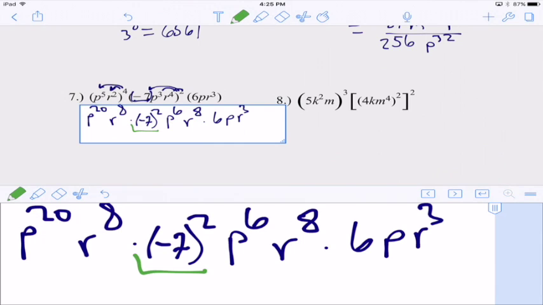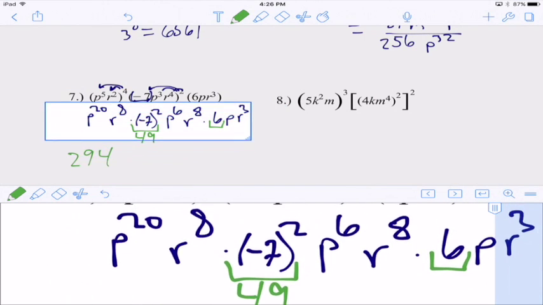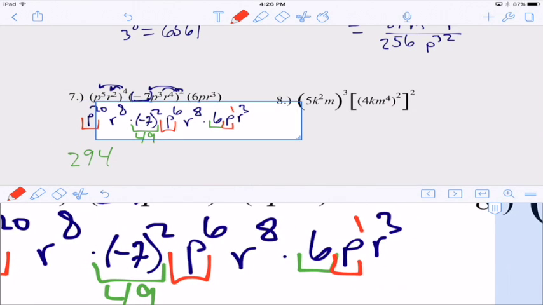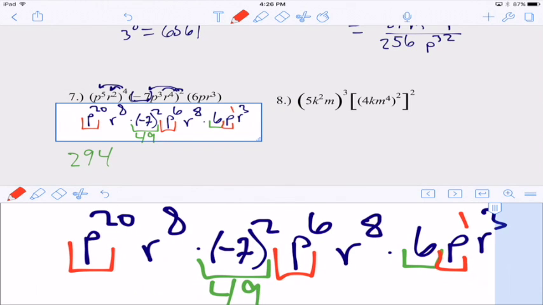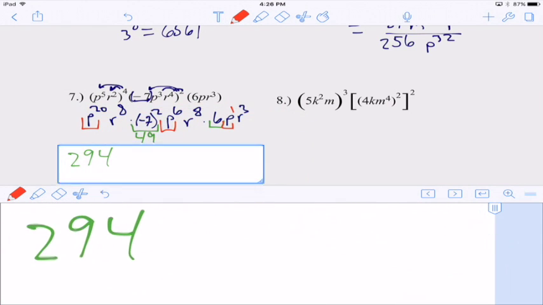Okay, then I'm going to do my numbers. So I've got negative 7 squared, which is 49. And then we've got times 6. So 49 times 6, so 294. There's all my numbers. Now I'm going to combine my p's. So I got p to the 20th, p to the 6th, and another p. Remember, there's p to the 1st. So since we're multiplying now, we're not raising power to a power. We got 20 plus 6 plus 1. That's p to the 27.